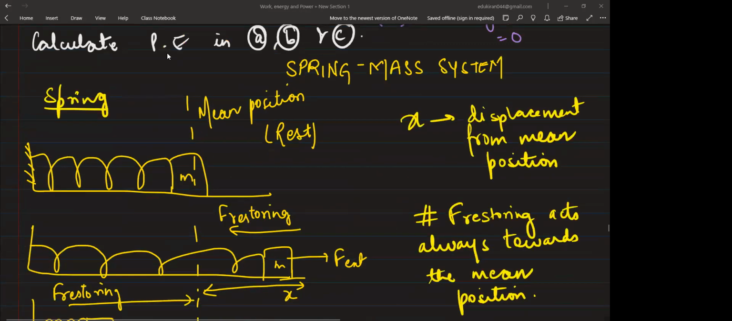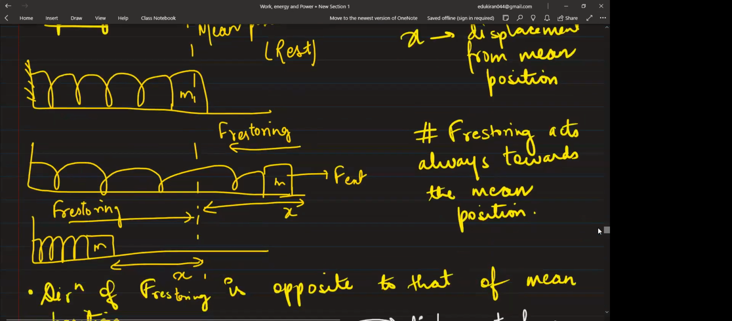See, in the spring mass system, when the spring is at rest, one end of the spring is attached to a rigid fixed surface, and the other end is free. When you are not touching it, the resting position is called the mean position. When you stretch it or compress it, this displaces the body away from the mean position. See these three cases. This is the normal case. You have extended it, you have compressed it. Whether it's extension or compression, this separation from the mean position is taken as x.